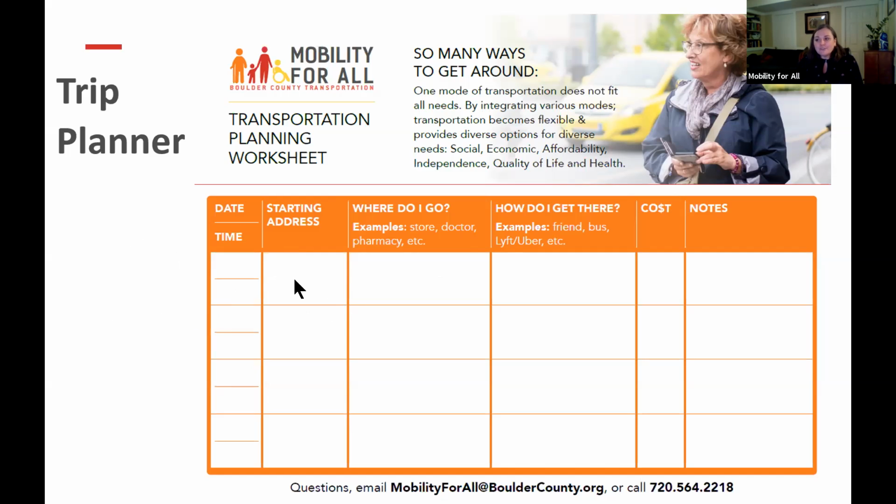So we really have your starting address, where do you typically go? This could be an address, or it could just be the name of it. You could put down church, the grocery store, pharmacy, doctor's office, whatever the typical places that you go, how you normally get there, and what that cost is, and any notes. These notes could be useful when you get into transit planning. So if you're going to be taking a bus somewhere and you need to transfer and there may be schedule changes, you could make any notes here.